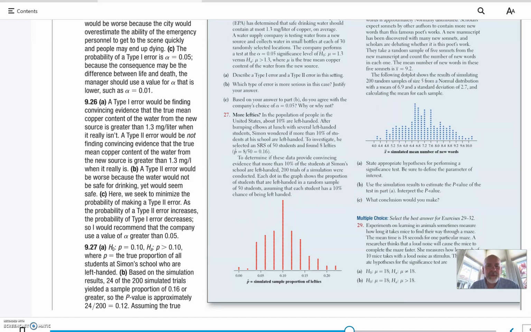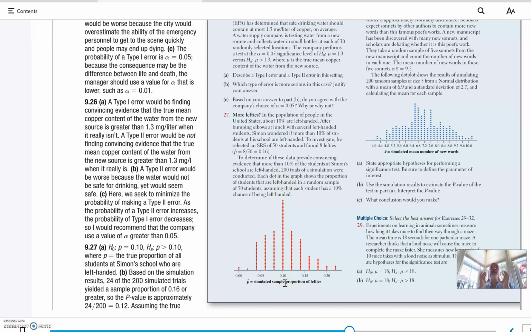In the population of people in the United States, about 10% are left-handed. Simon wonders if more than 10% of people are. He finds that 16% in his sample, and wonders what the odds are of that happening just by random chance. So he sets up a simulation where each student has a 10% chance of being left-handed. He set it up ahead of time that 10% is the actual proportion in this simulation.